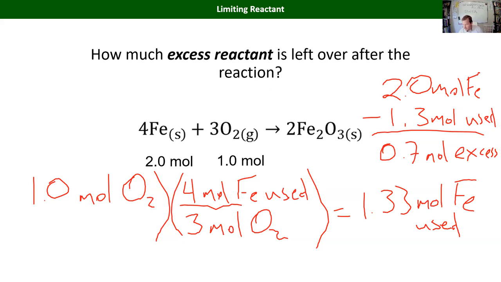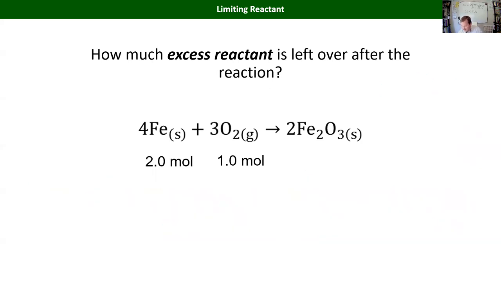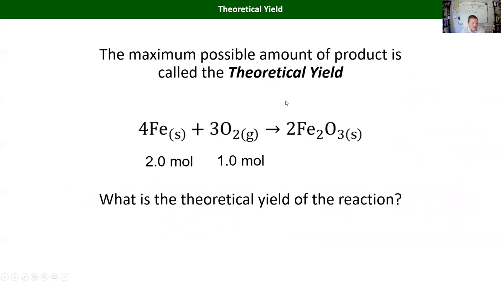Right, and then the last two terms, I know I'm over time, but we're not going to do the examples yet, but I want you to see them. The amount of possible product is your theoretical yield. So if you use up all the oxygen and it's run out, how much product could you make is the theoretical yield.